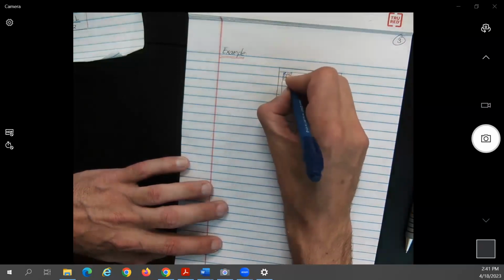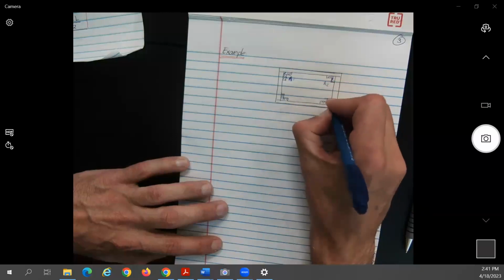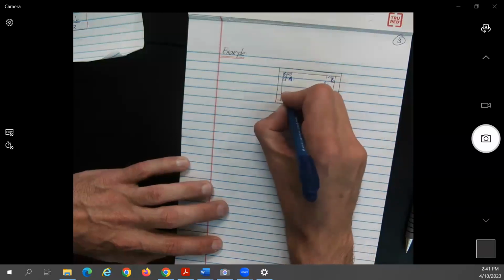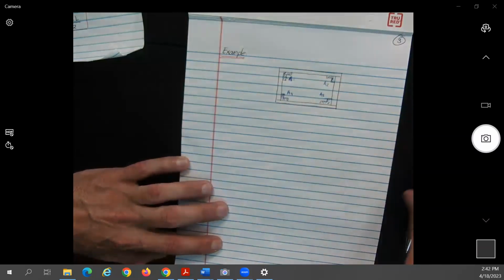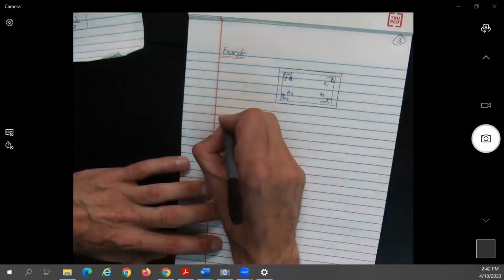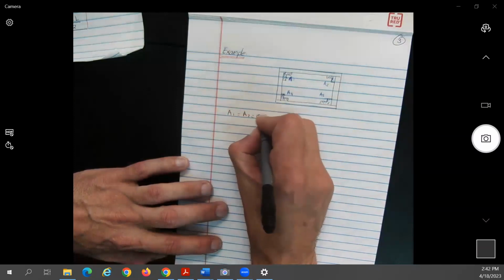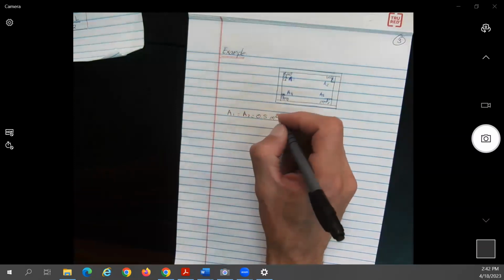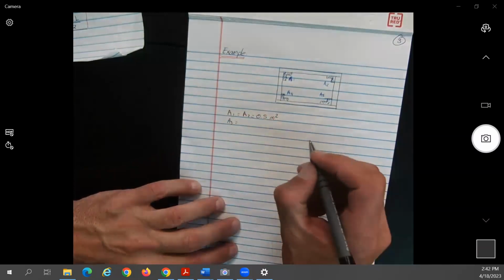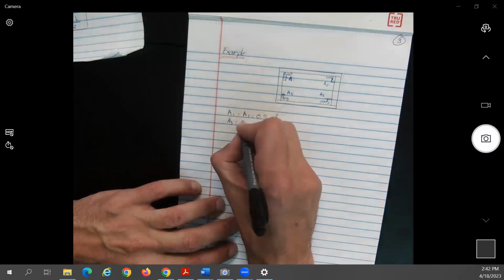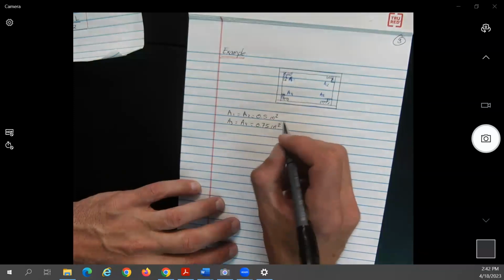Let's say areas B1, A1, A2, A4. And you know that A1 equals A2 equals 0.5 square inches, and A3 equals A4 equals 0.75 square inches.